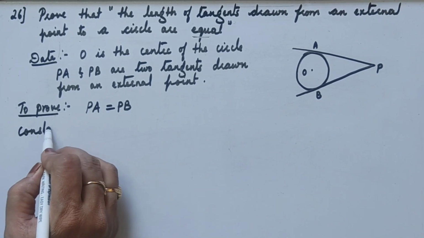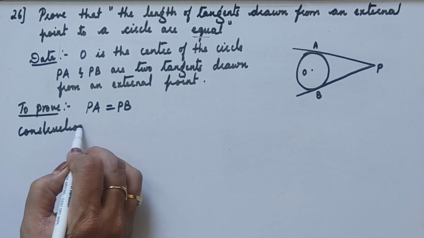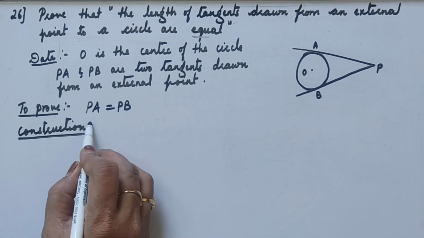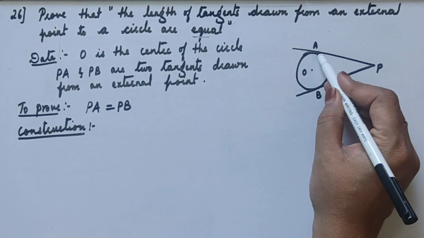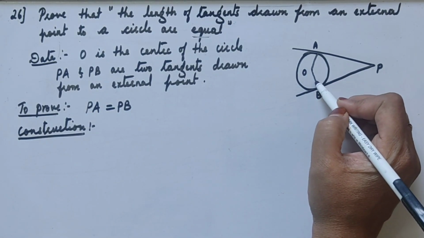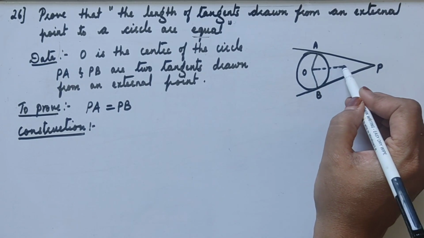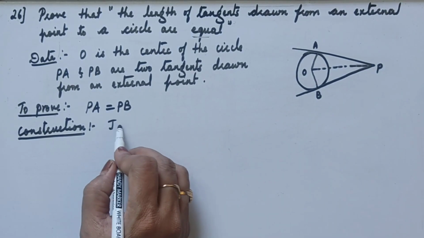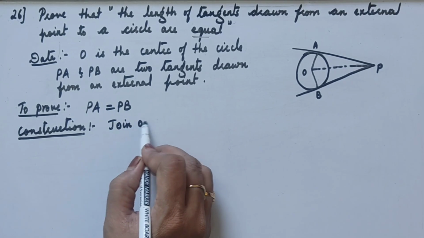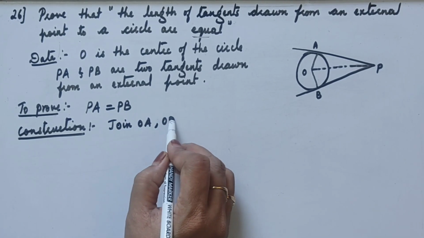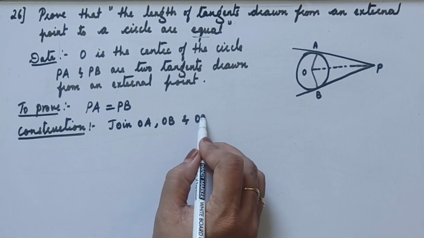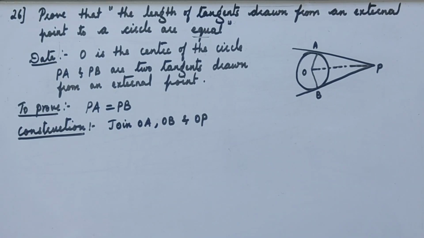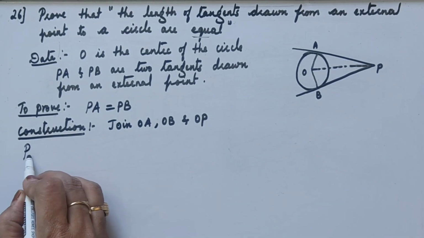Construction. We have to join AO, OB and OP. We need to do the construction here. Join OA, OB and OP. This is the construction we need to do. Then proof.